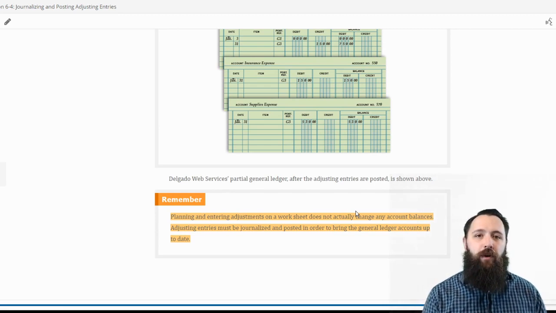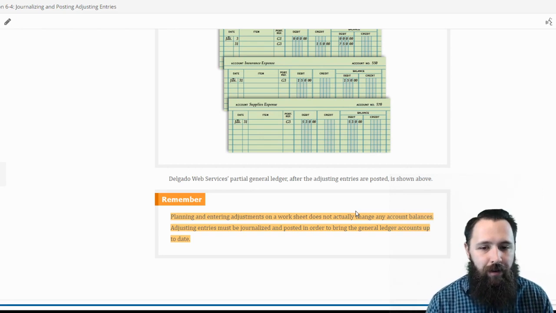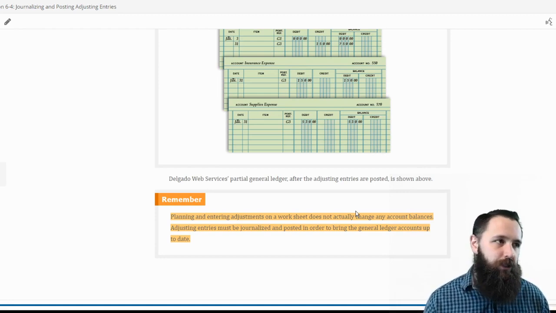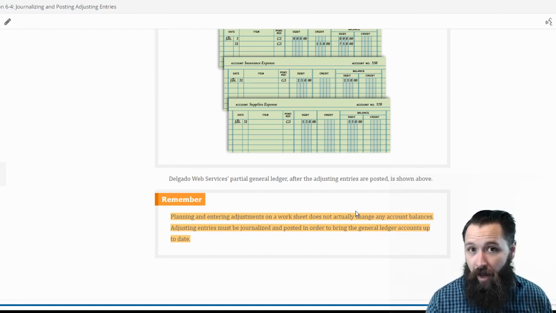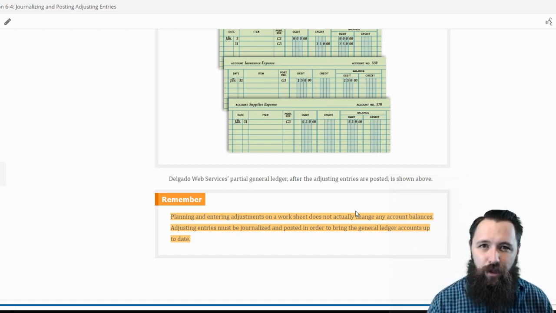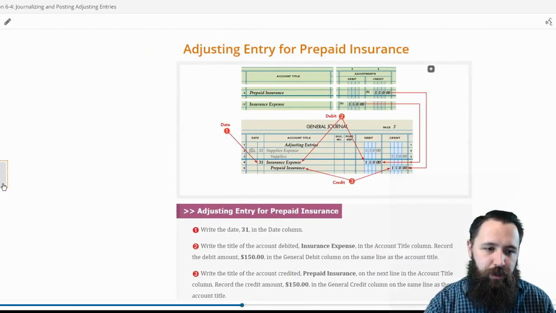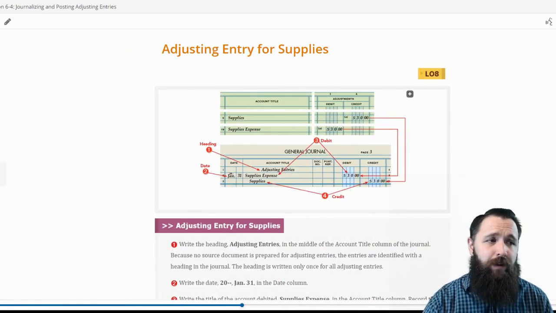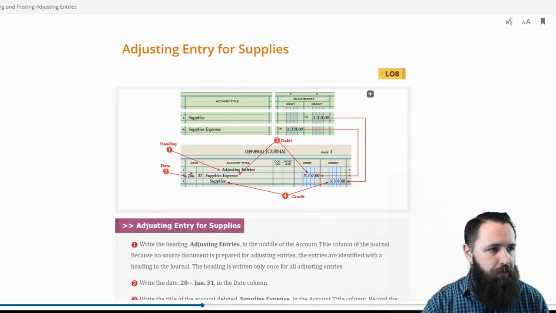If we remember in the beginning of this unit, we talked about how these worksheets are actually written in pencil. They're not an official accounting document, so once we enter an adjustment, it doesn't automatically update the balance. We still need to go through journalizing and then posting it to our ledger to update those balances. So that's what we're doing today. We've made adjustments for supplies expense, prepaid insurance, and insurance expense, but now we need to do our part and actually record them.